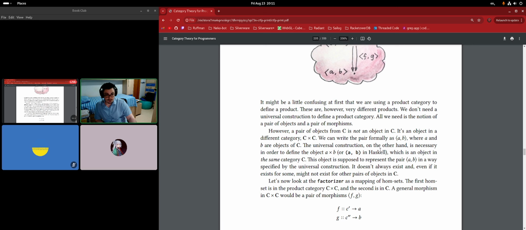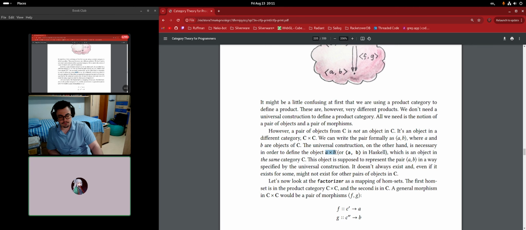The universal construction, on the other hand, is necessary in order to define this object, which is an object in the same category C. Wait a moment. Are we saying that the universal construction is saying that this is an object in C? Well, yes, because before we were operating just in C, and we used the universal construction to define a product inside of C. So that is the case.